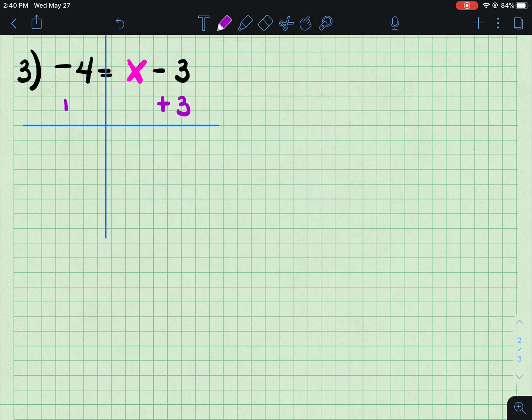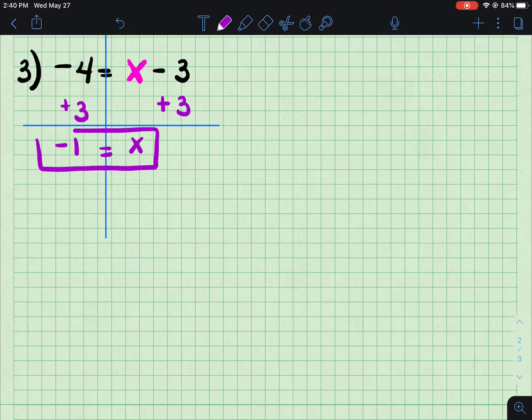Why is that? The reason we need to add it to both sides is to keep our equation balanced, to follow the rules of algebra. Now again, if you don't know your negatives and positives, get out your calculator and do -4 plus 3. And -4 plus 3 is -1.